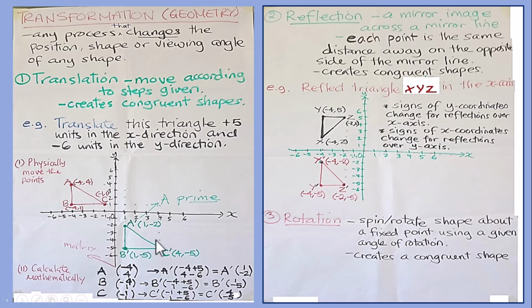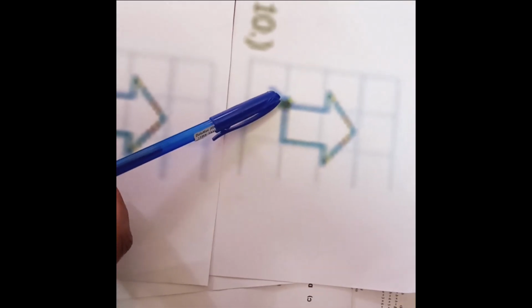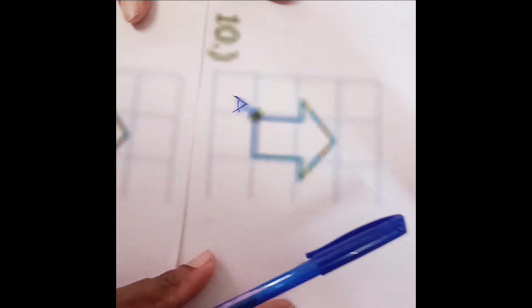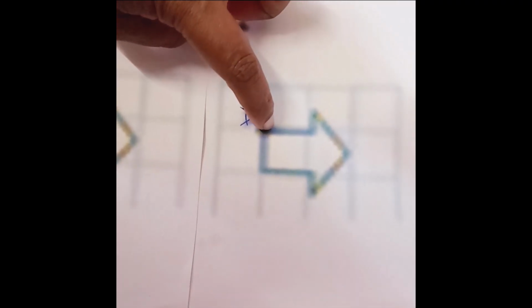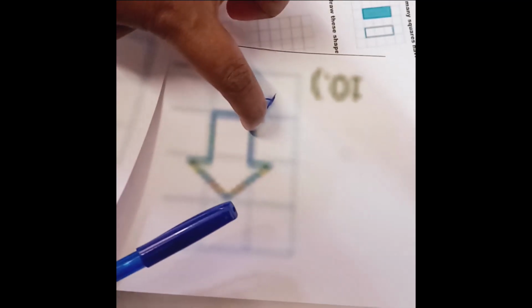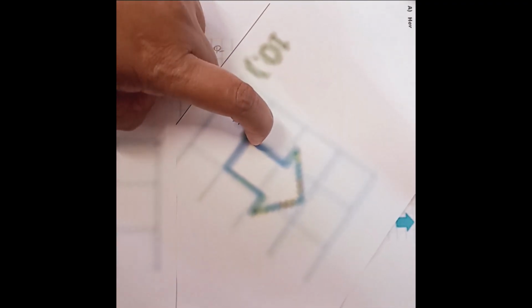Okay, let's get going. You have to rotate this shape about point A. This is point A. A is a fixed point, so you are going to hold it fixed like that, and then you turn your shape around.